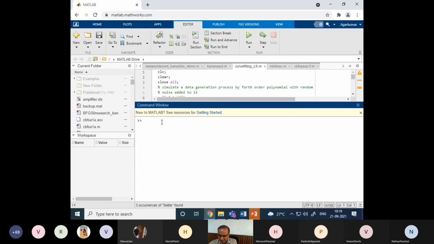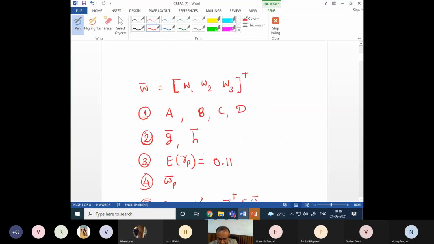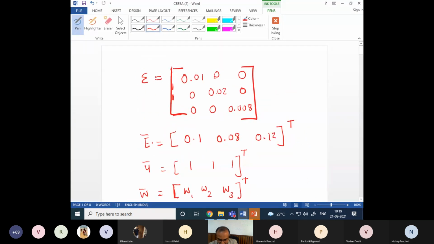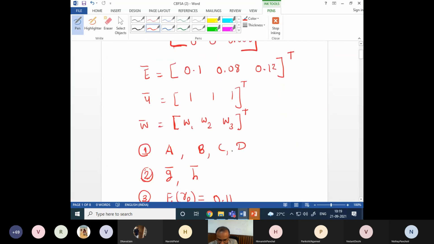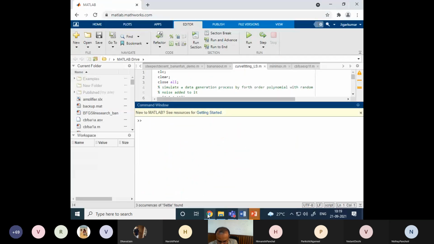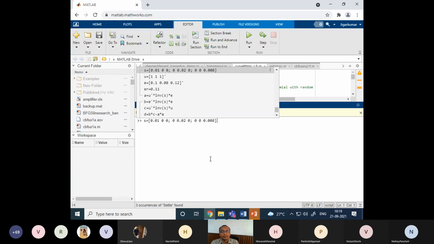So what should I write first? I should enter these three things first. Whatever data is needed, I should enter: this sigma matrix, E vector and U vector. Okay. Then I write the equations of A, B, C, D in MATLAB. So let me do it. I have already done some of it some time before, so let me recall from that. Let me write first of all the sigma matrix. Say I indicate it by S.